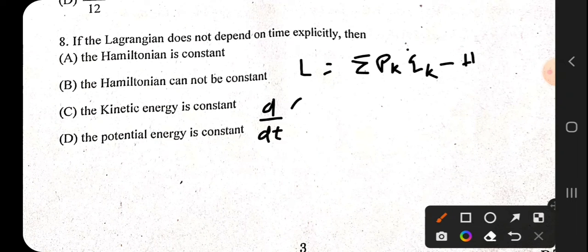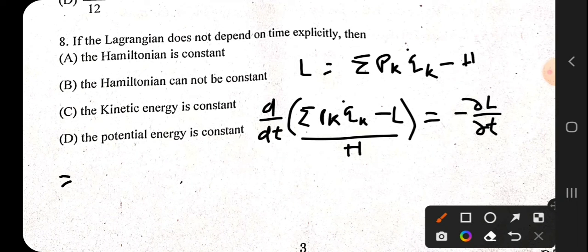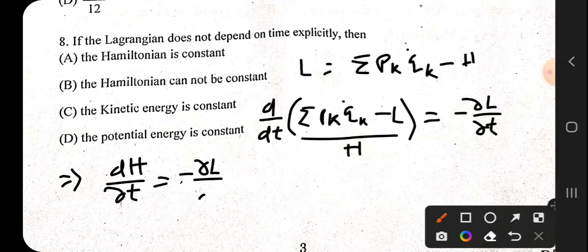dH upon dt of the sum over pk qk dot minus the Lagrangian L equals minus del L upon del t. Here del L upon del t means the partial derivative of the Lagrangian, and we know this quantity is equal to the Hamiltonian, that is H. So we can write this as dH upon dt equals minus del L upon del t.